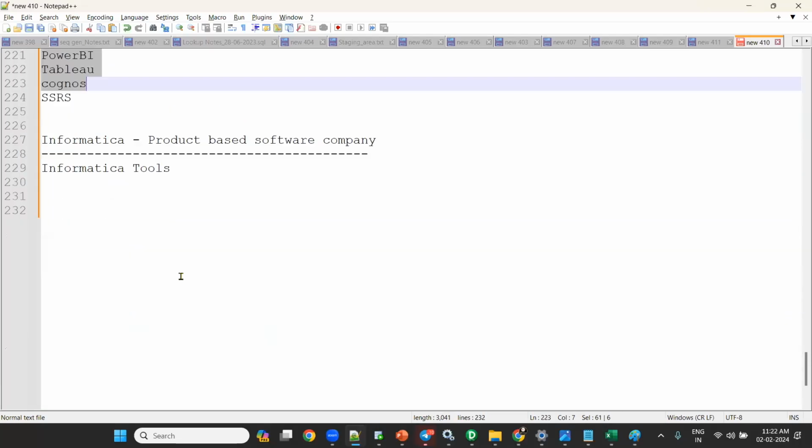Now, coming to Informatica, we'll go in depth. Informatica is a product-based software company like Oracle, like Samsung. It is also a product-based company. Understood?